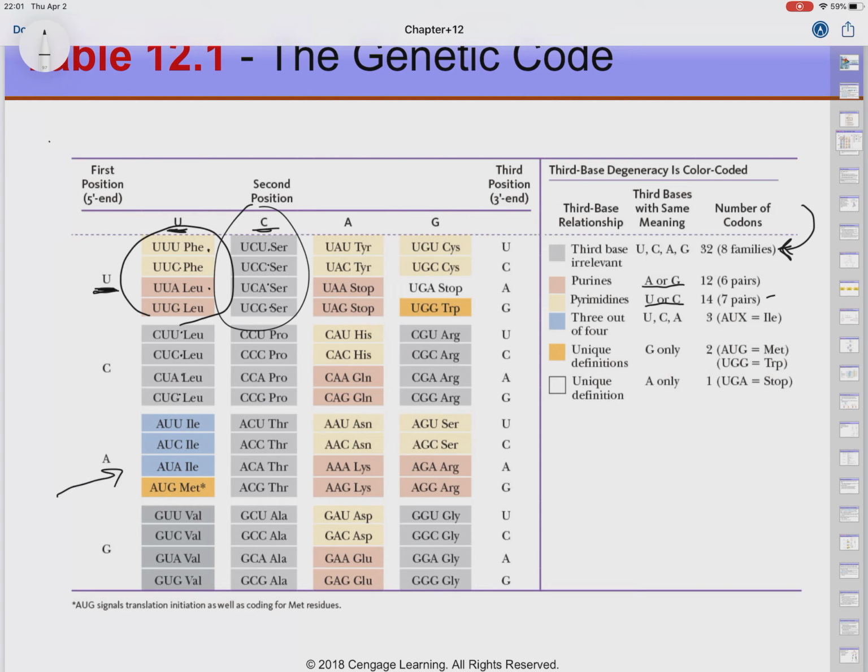There's one situation where 3 out of the 4 possibilities in the third position will code for isoleucine, and the fourth position, your book will define as 2 unique codes. So AUG only gives you methionine, and UGG only gives you tryptophan. So this is where the third position can only be a G. And then there's one, the stop codon here, where the third position can only be an A. But you'll see that third position is variable.